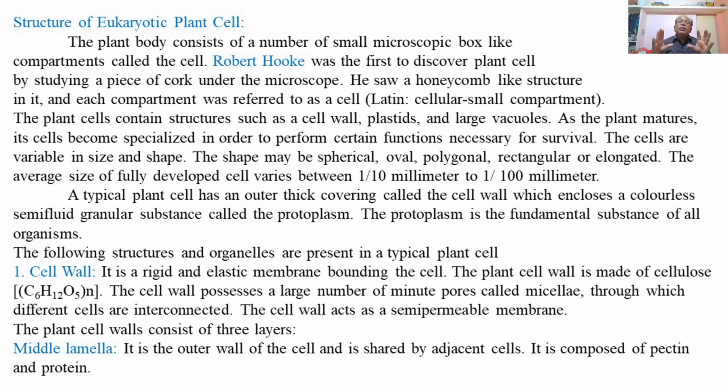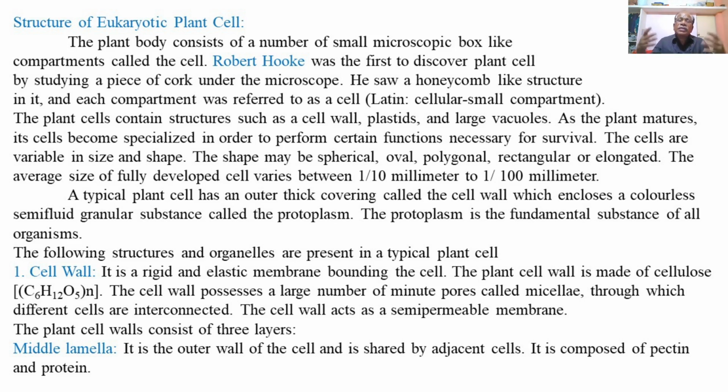So, the plant cells are covered on the external surface by the cell wall, which is composed of cellulose, a complex carbohydrate, and consisting of perforations or a large number of minute pores called micelle, and with the help of these pores, the adjacent cells or different cells of the plant are interconnected.